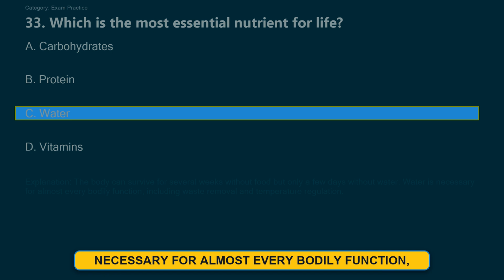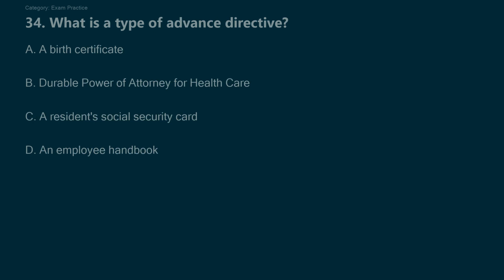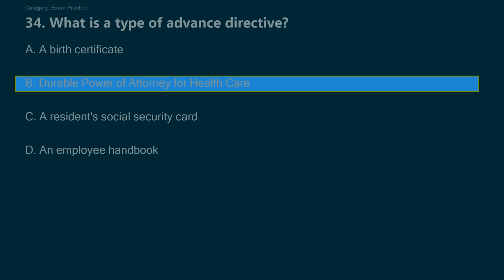Question 34. What is a type of advance directive? Option A, a birth certificate. Option B, durable power of attorney for health care. Option C, a resident's social security card. Option D, an employee handbook. The correct answer is option B, durable power of attorney for health care.